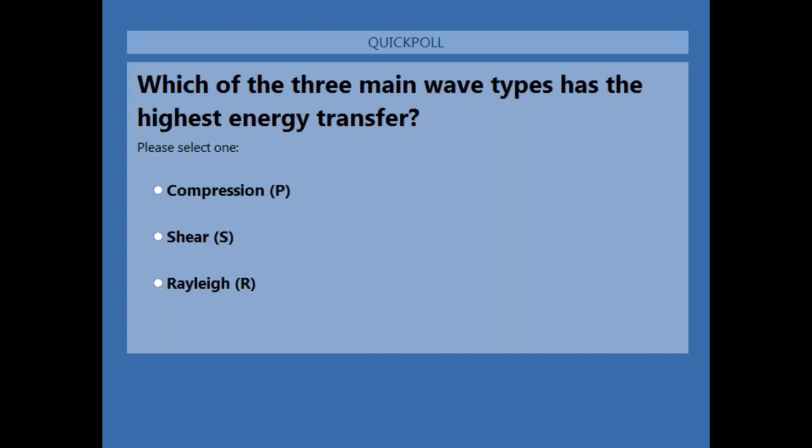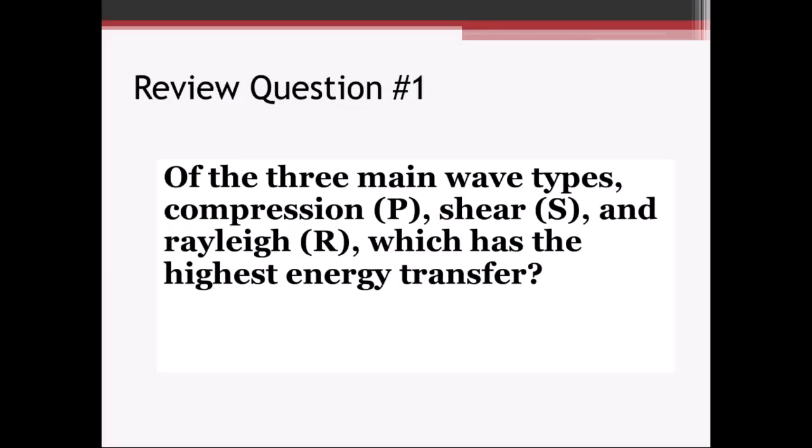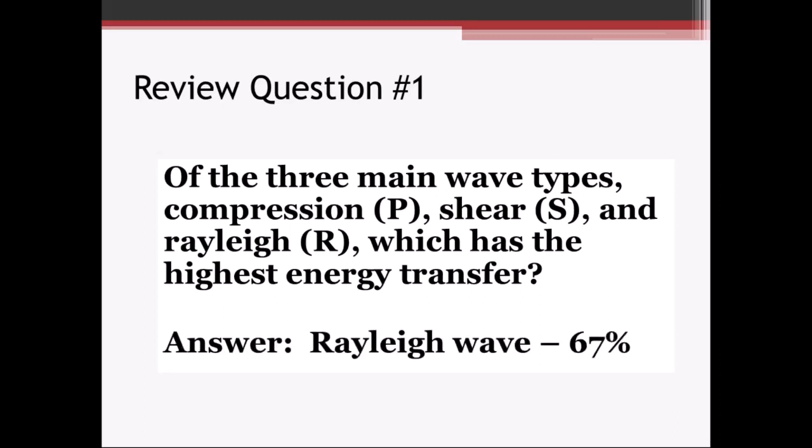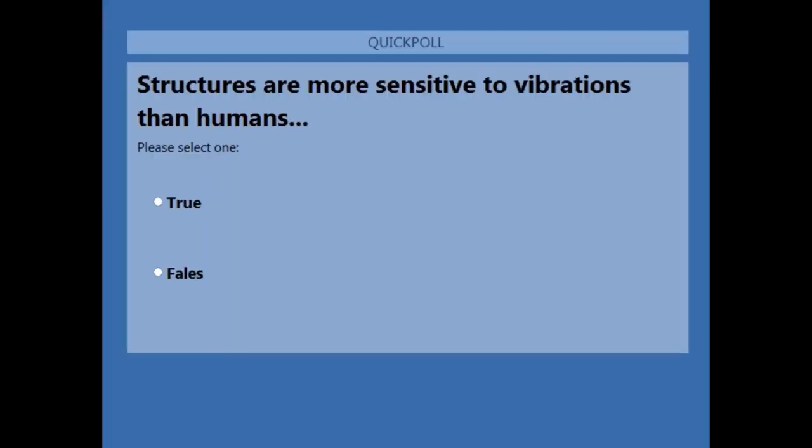So we'll go through these questions quickly. Question 1, of the 3 main wave types, compression, shear, and Rayleigh wave, which one has the highest energy transfer? That is Rayleigh wave. About 2/3 of the energy is transferred through the Rayleigh wave, or through the surface wave. Question number 2.